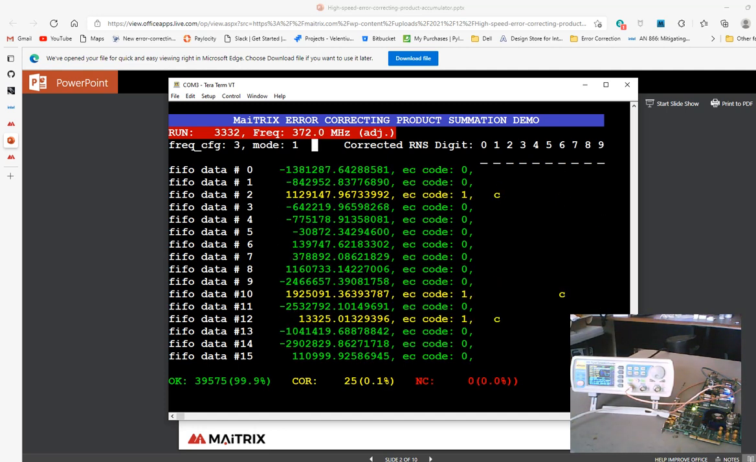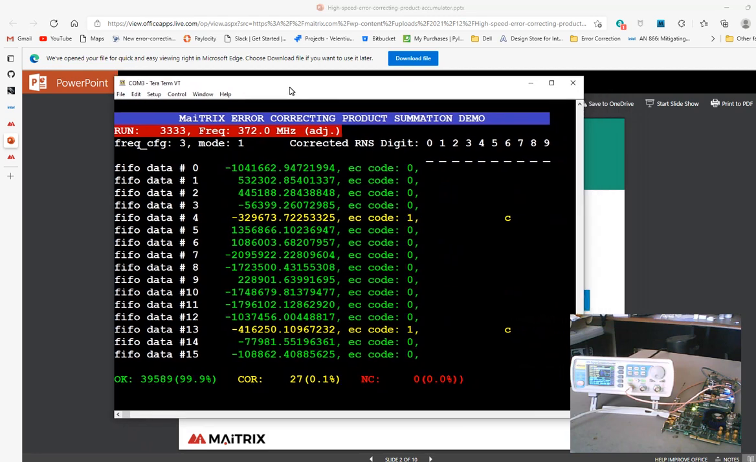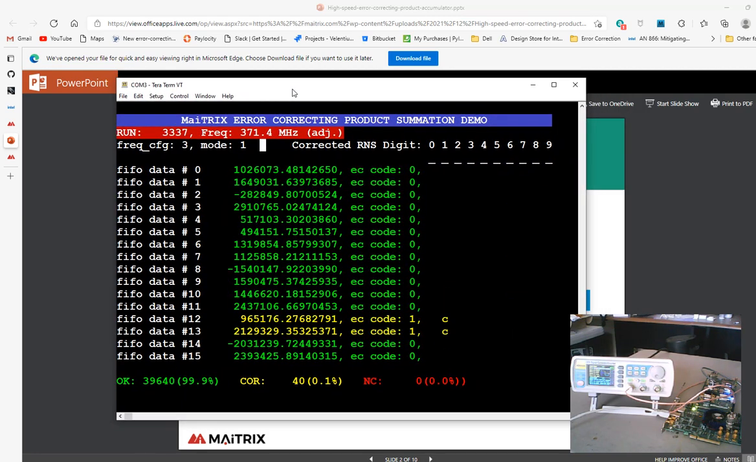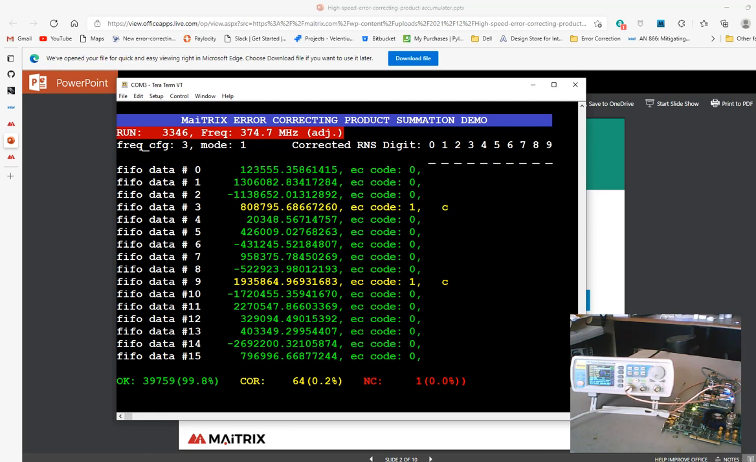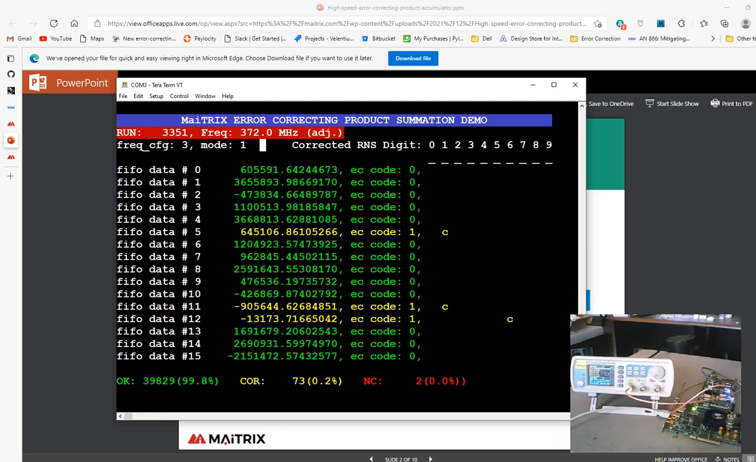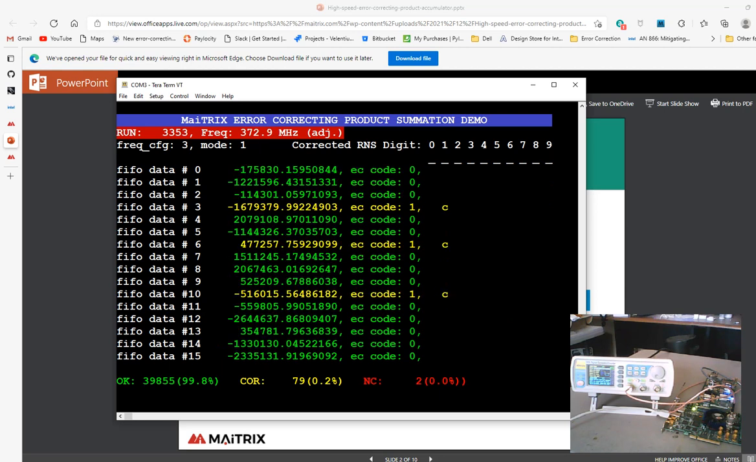And let me go ahead and move this over just a little bit here for you. Okay. So the corrected digits are showing up on the right of the terminal. And the corrected digits are being detected by the error correction unit. So whenever you see a value in yellow, that value is still correct, it's just been corrected.